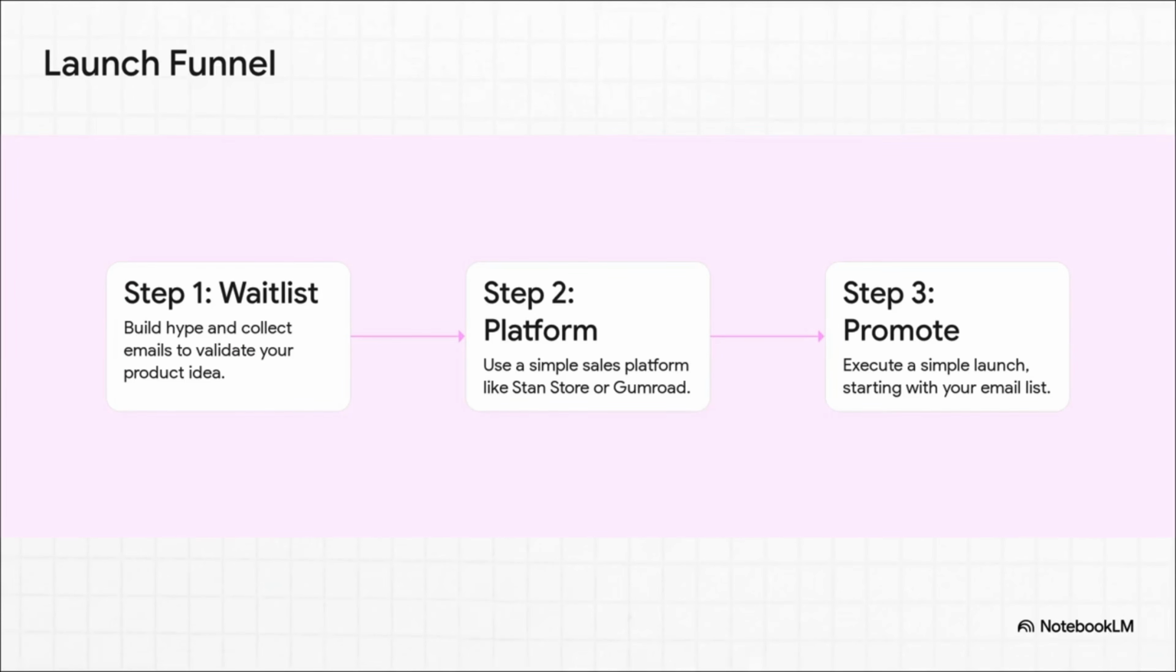And here it is. This is the simple, repeatable playbook to get that product out into the world. Step 1. Build some hype and collect emails for a waitlist. This proves people actually want it. Step 2. Use a super simple platform like StanStore or Gumroad to handle the money and delivery. Don't go build a complicated website. Step 3. Run a simple launch campaign starting with that super engaged waitlist you just built.